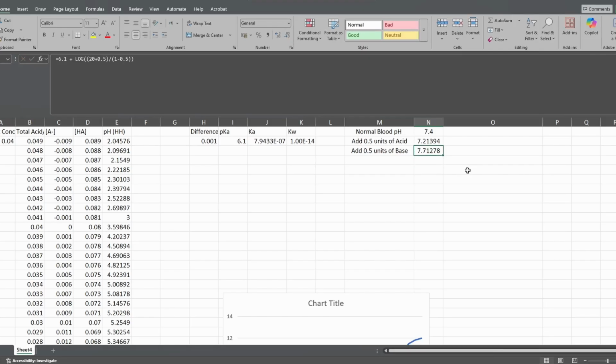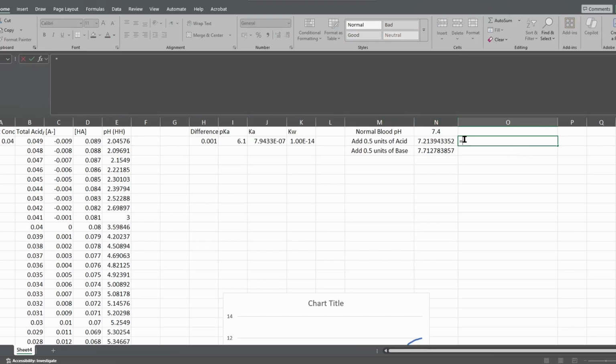So how much change has occurred? To see the change, we can take a difference like this. From 7.4, we can subtract this value.